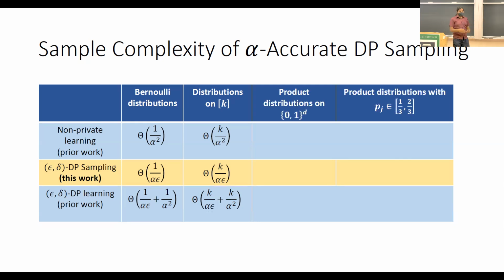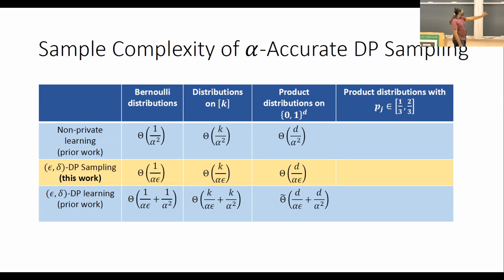And then we considered a different generalization of Bernoulli distributions. We considered products of d Bernoulli distributions. First we considered arbitrary product distributions, and then we considered product distributions where the biases of each of the Bernoullis is restricted to lie in some interval, 1 over 3 to 2 over 3. You may say this looks a little artificial, but we'll explain why we thought about this class.